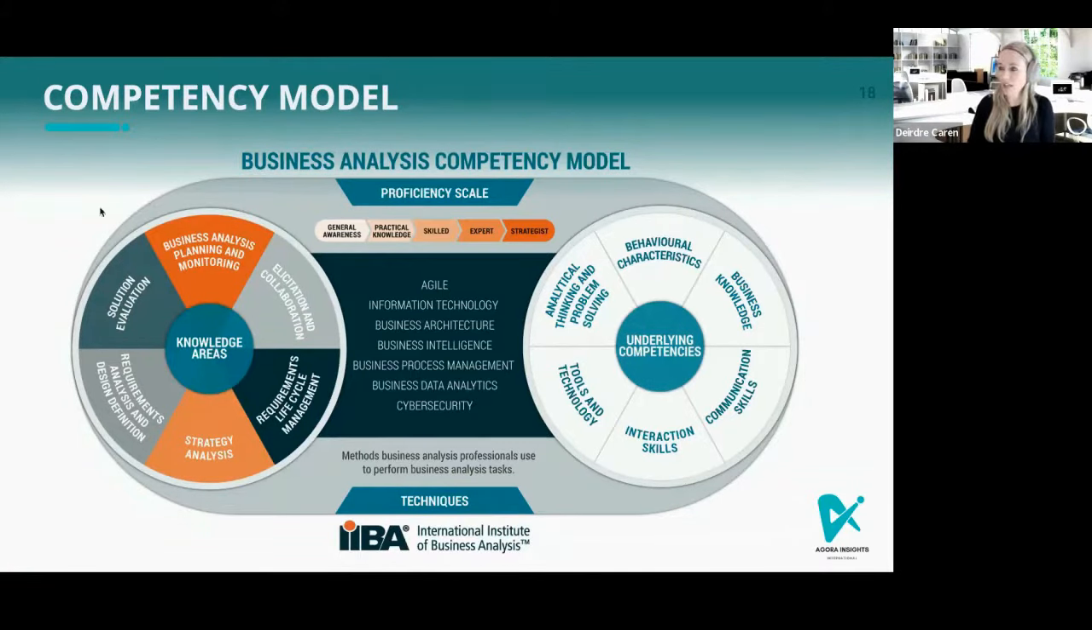So as you can see in your business analysis, you've got your knowledge areas and you've got your underlying competencies. So the competency is what you do as a business analyst. And then the knowledge areas is what the business analyst profession needs to be able to do. So what BAs do, and this is your behavior, the underlying competencies for you to be able to perform that task.